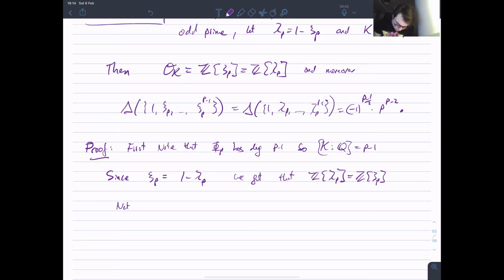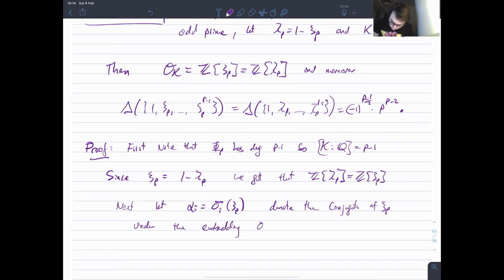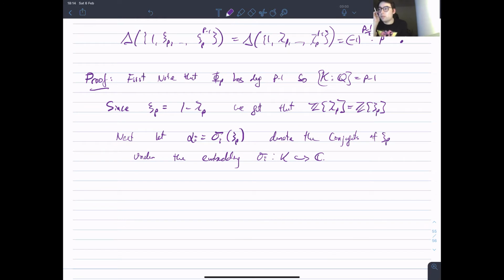So next, what notation did I choose? I chose α_i to be σ_i(z_p), denoting the conjugates of z_p under the embeddings σ_i from K into the complex numbers. I remember that an embedding will send a root to its conjugate. So by going through all the embeddings, I can go through all the conjugates of a root. So these are all the other roots of unity of order p.